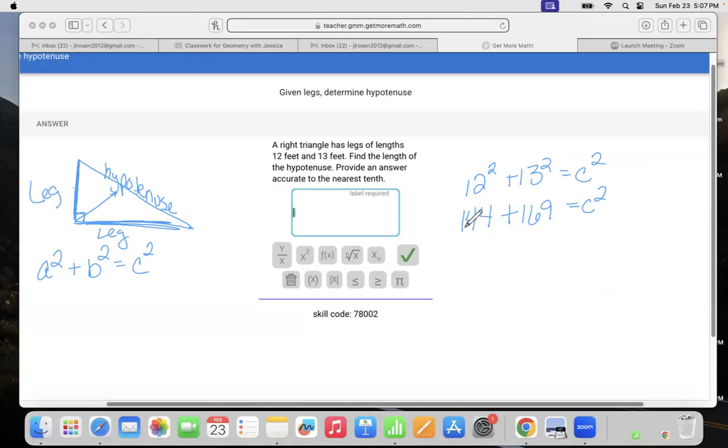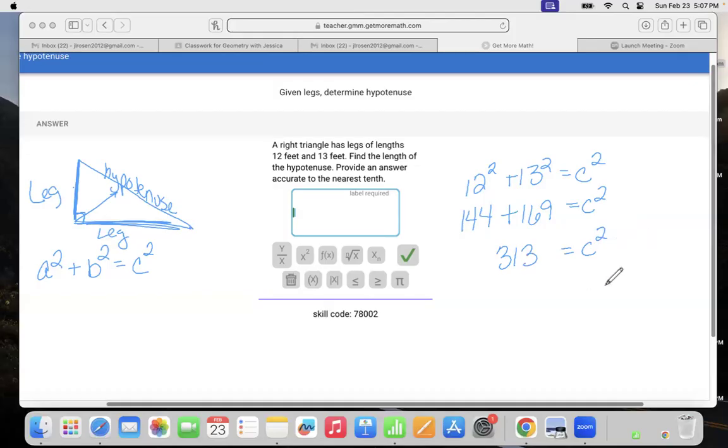So what we can do here is we know we're going to add these two numbers together, right? So let's go ahead and add that. So 169 and 144 gets me 313 equals c squared. And it's at this point we're like, okay, well, how do we get c by itself, right? Well, what this means is c times c, correct? So the opposite of a square is a square root.